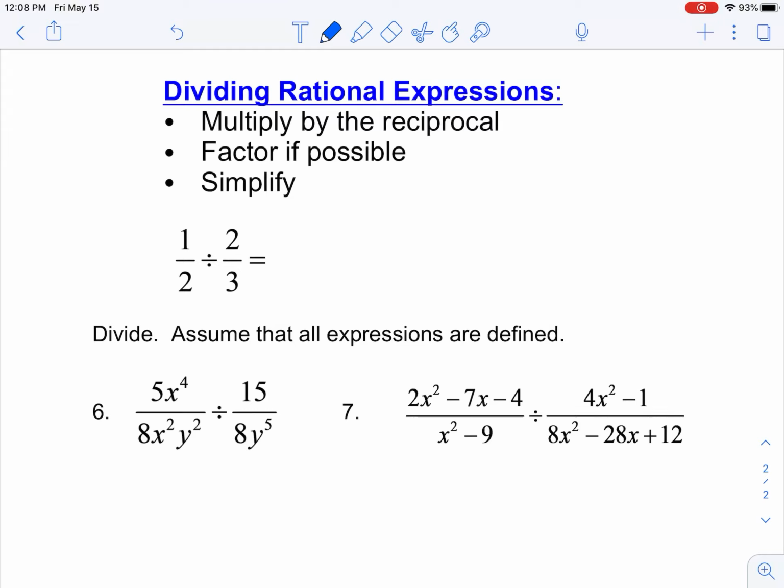So to refresh your memories on this, we've got 1/2 divided by 2/3. So we would take our first fraction and leave it the same. Then we switch multiplication to division, and then we flip the second fraction because that is the reciprocal. So it would become 3/2. Now we just multiply the top, 1 times 3, and then multiply the bottom, 2 times 2. So our answer is 3/4.